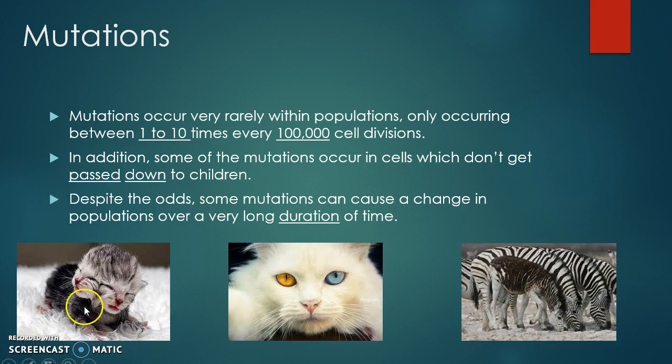This is a picture I have on here that I don't know if it's an actual mutation, but the other two are. This is called dichromatic eyes, when you have two different eye colors. You see it in animals. People can have it too. And over here you have a zebra that has a very different pigmentation.